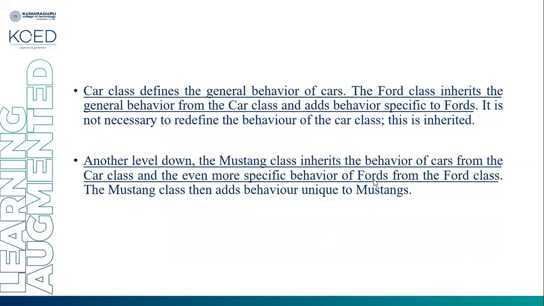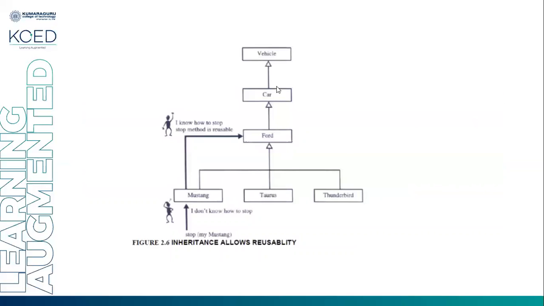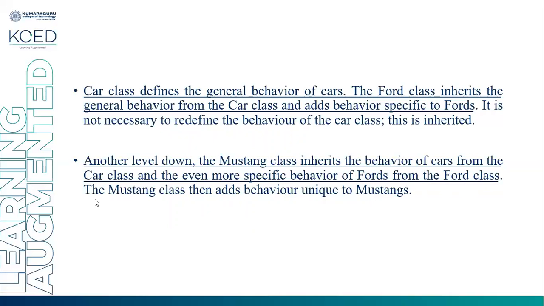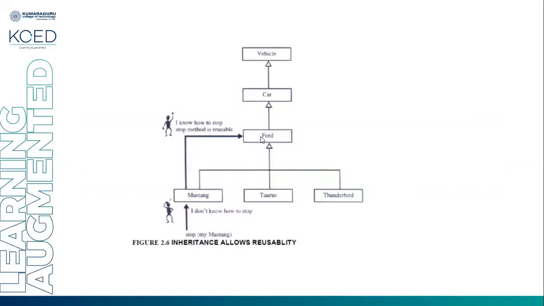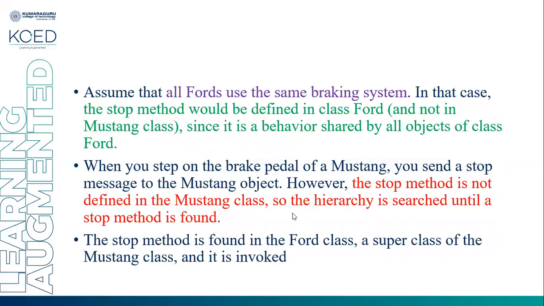Another level down, the Mustang class inherits the behavior of the car from the car class, and then even more specific behavior of the Ford class. Mustang inherits the behavior from the car class through the Ford class, as well as the behavior specific to the Ford class. Behavior means attributes as well as methods specific to the Ford class. The Mustang class adds the behavior unique to the Mustang. Apart from inheriting from the parent classes, the Mustang has behavior unique to the Mustang class.